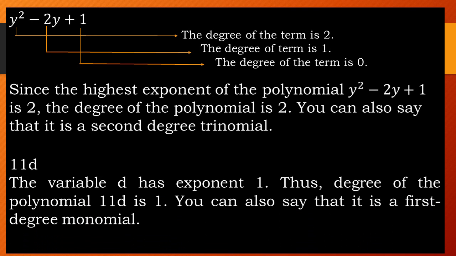Next example, we have 11d. The variable d has an exponent of 1. Thus, the degree of the polynomial 11d is 1. You can also say that it is a first degree monomial, since a monomial is composed of only one term.